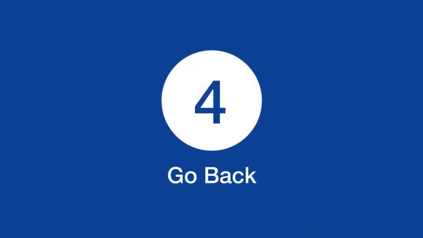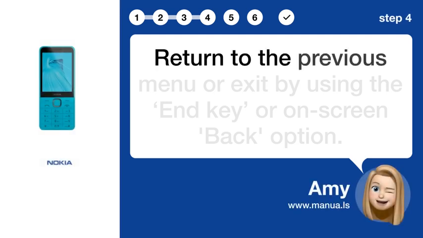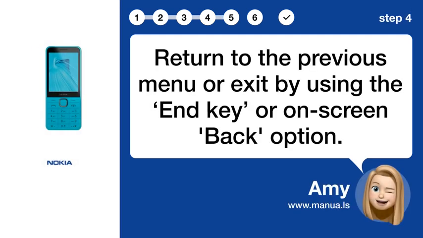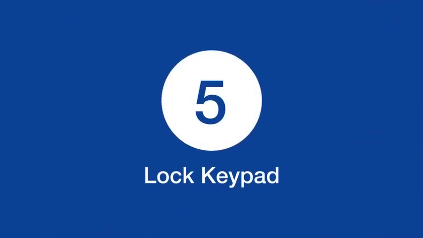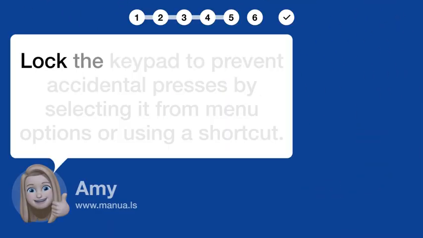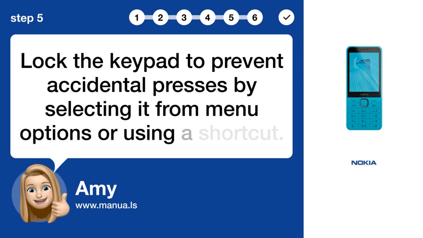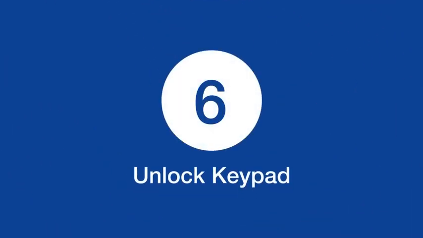Step 4. Go back. Return to the previous menu or exit by using the End keys or on-screen back option. Step 5. Lock Keypad. Lock the keypad to prevent accidental presses by selecting it from menu options or using a shortcut. Step 6. Unlock Keypad.